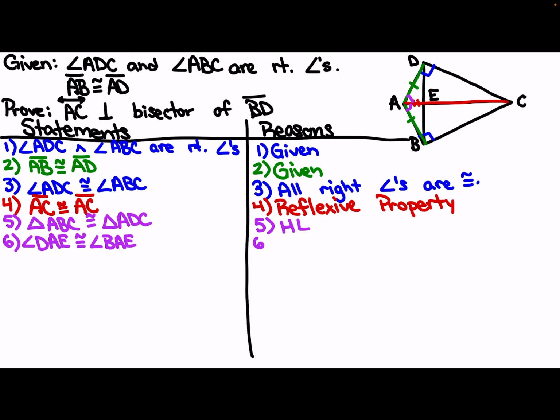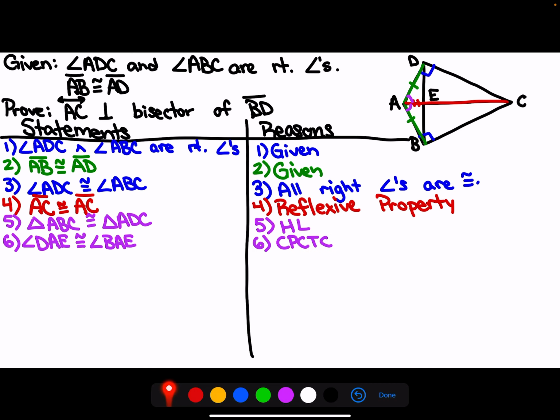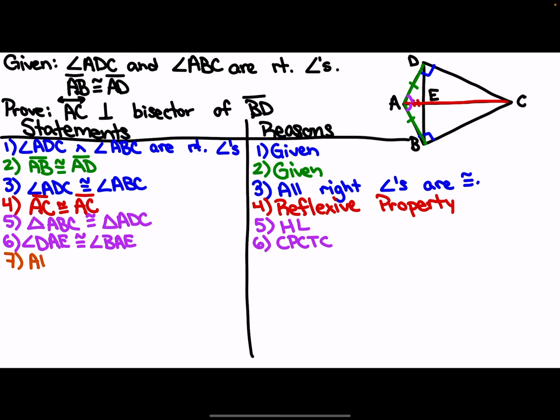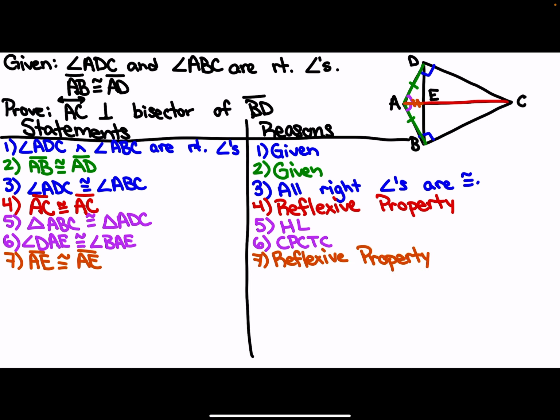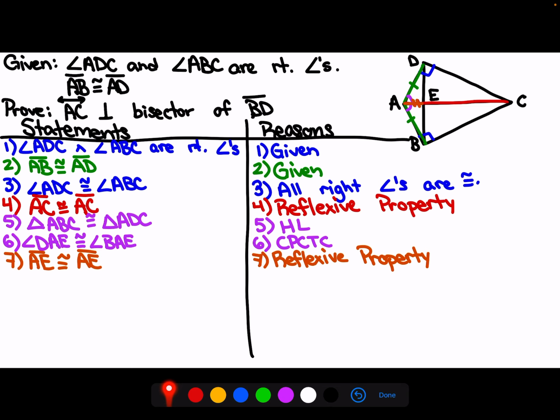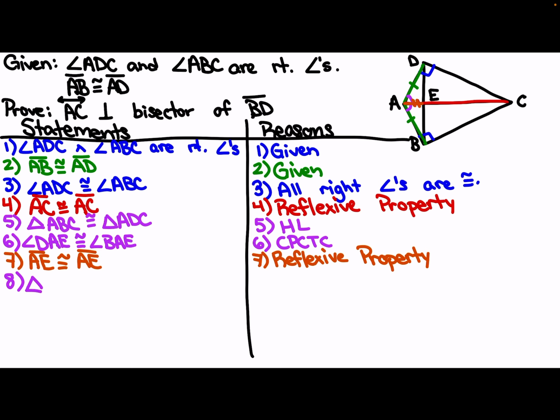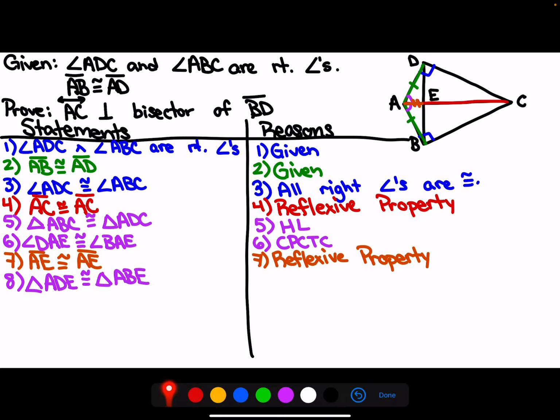I see that both of the smaller triangles share a common segment in segment AE. So I can say that AE is congruent to itself by the reflexive property, which would then allow us to say that the two smaller triangles, triangle DAE and triangle BAE, are congruent to each other. And that would be by side, the green side, the purple angle, and the orange side. So side, angle, side.